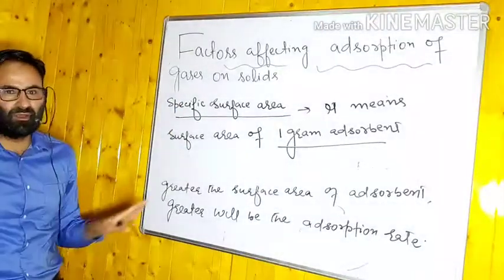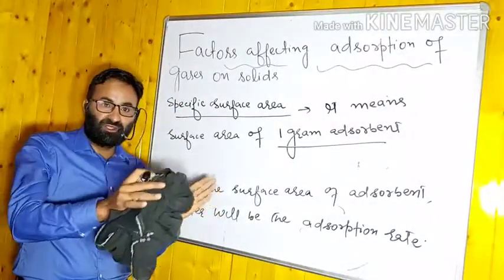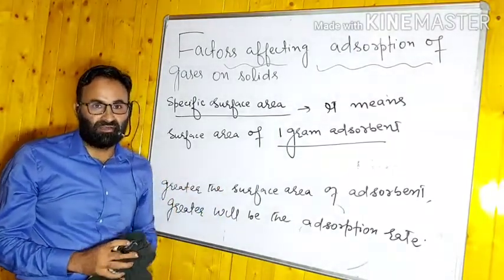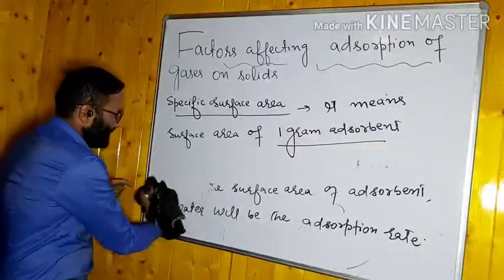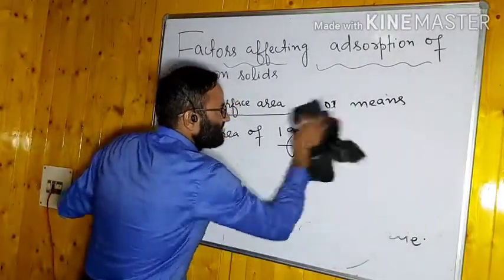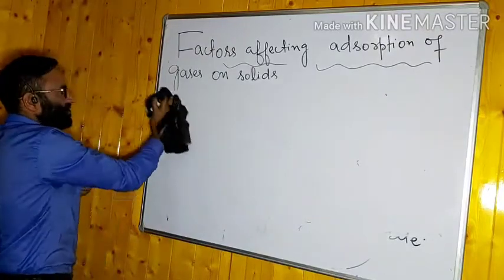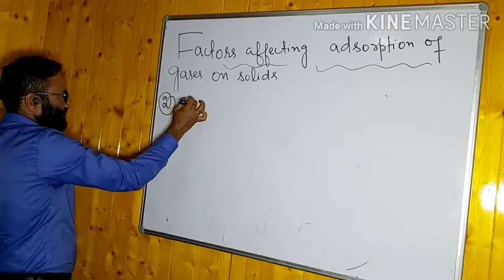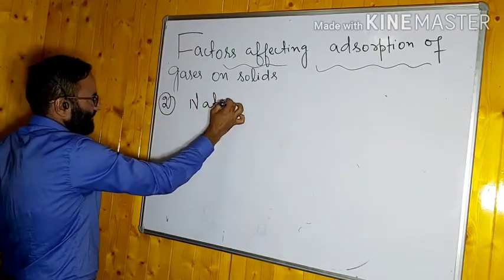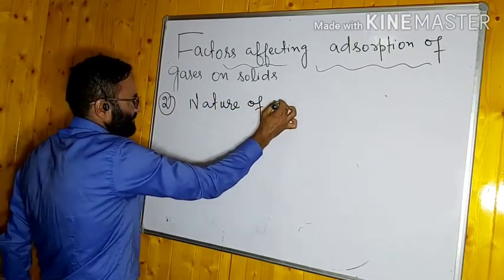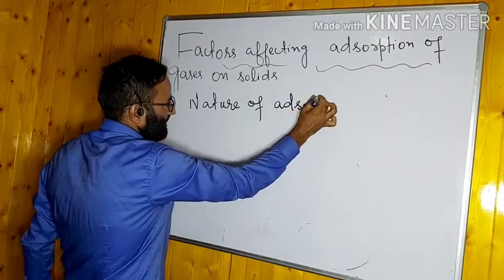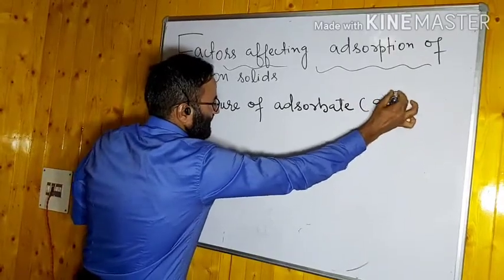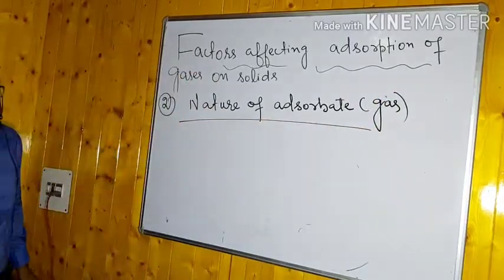This is the first factor you have to mention. The adsorption depends upon the nature of adsorbent and it depends upon the surface area of adsorbent. Now you have the second factor, nature of adsorbate. This is the second factor which affects the adsorption, that is nature of adsorbate. Here the adsorbate is gas.